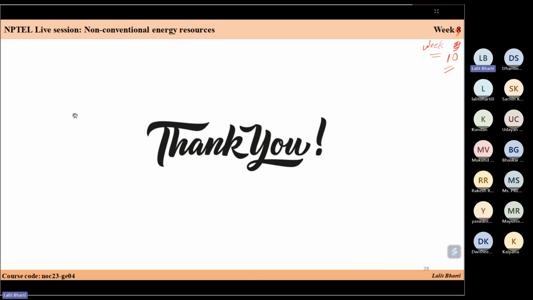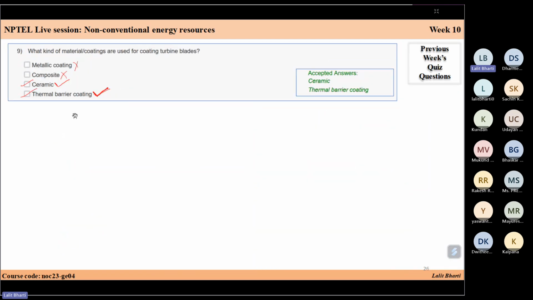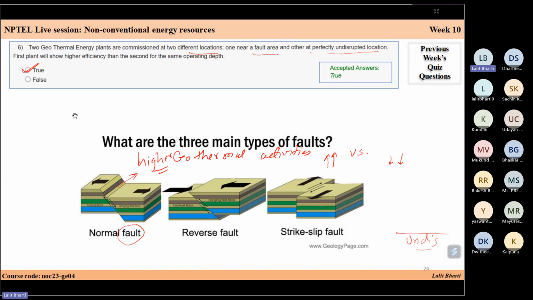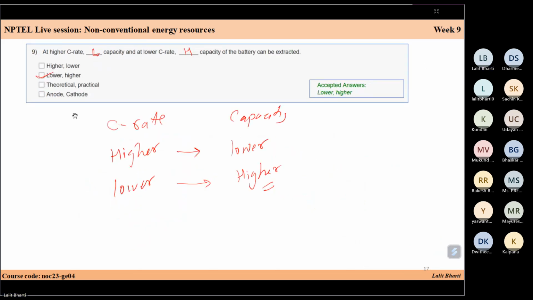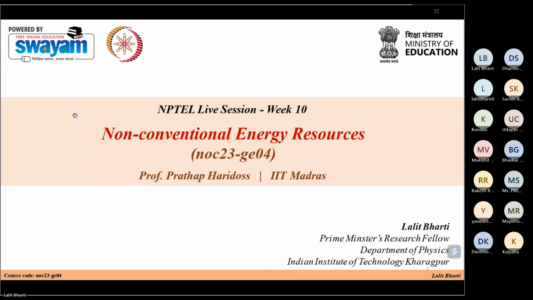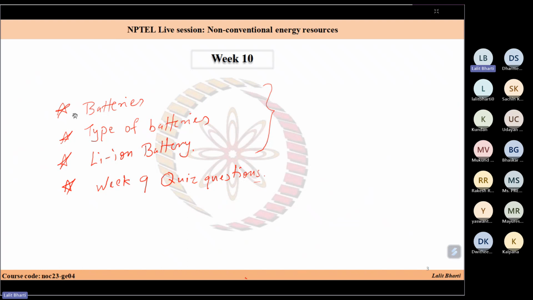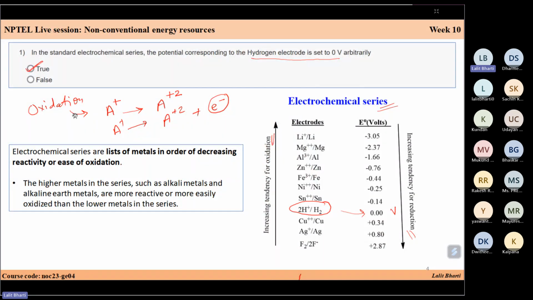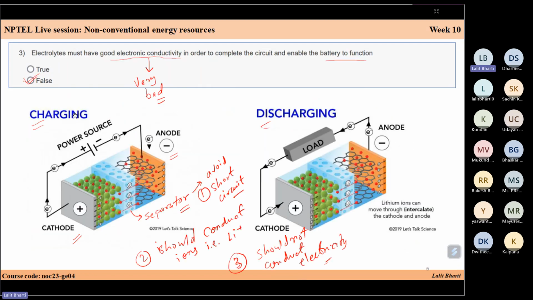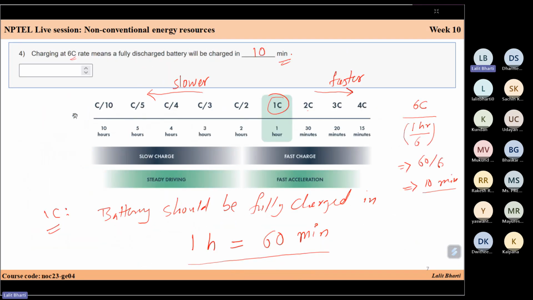So we have done these questions. We still have 20 minutes for our interaction session. If you have any kind of questions or queries, you can just raise your voice and let me know. This was our 10th week discussion on this course, and we covered the batteries, lithium-ion batteries, different types of batteries, and a few previous questions. If you have any doubts in that, let me know.